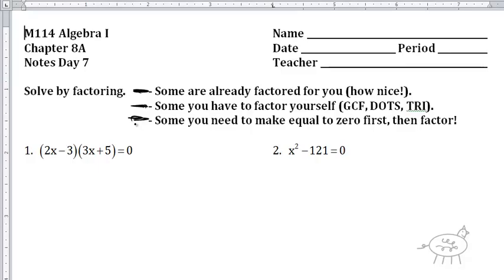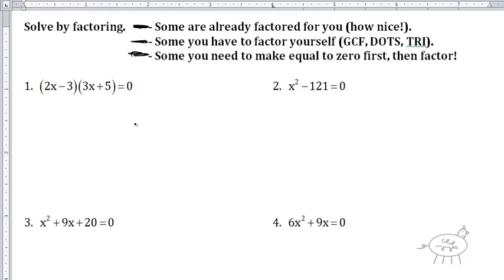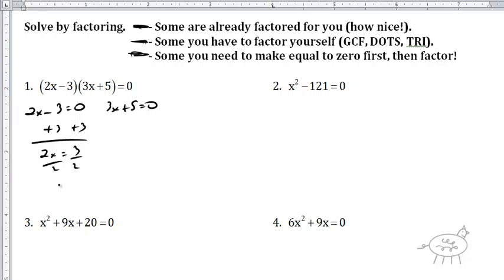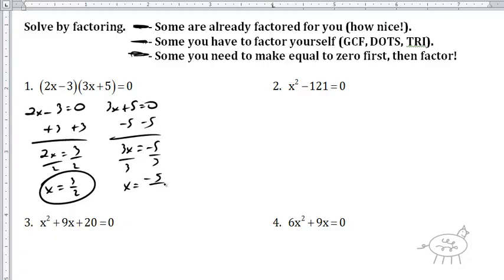First one's really nice. It's already in parentheses. You don't have to factor. All you have to do is set each one of those equal to 0. So we get 2x minus 3 equals 0 and 3x plus 5 equals 0. Then we just solve for x. Add 3 to both sides, so 2x equals 3. Divide by 2. X is 3 halves. And this one's minus 5, so 3x equals negative 5. Divide by 3. X is negative 5/3.